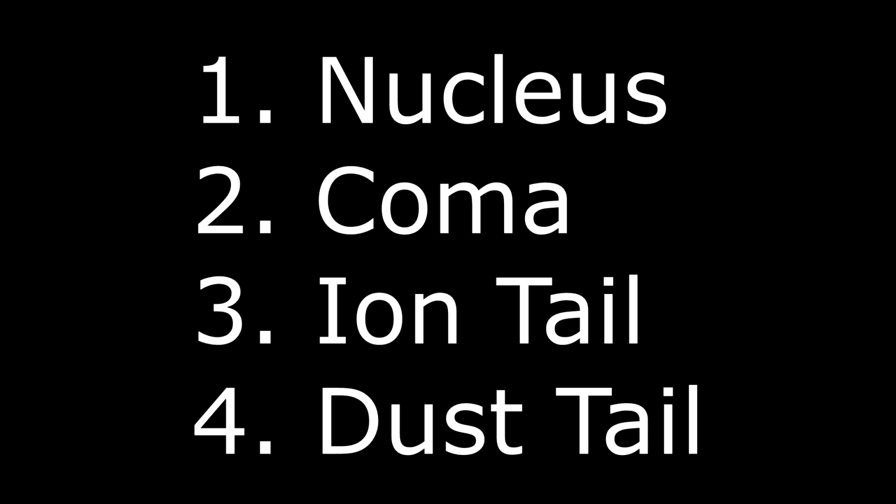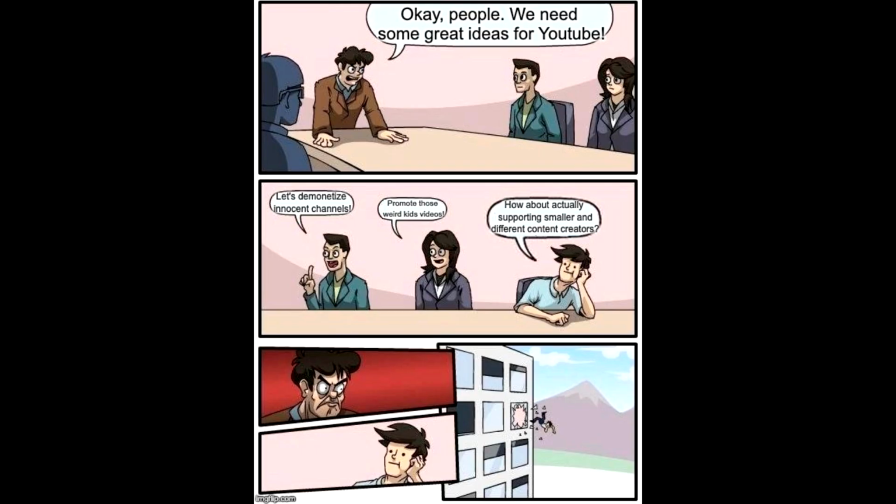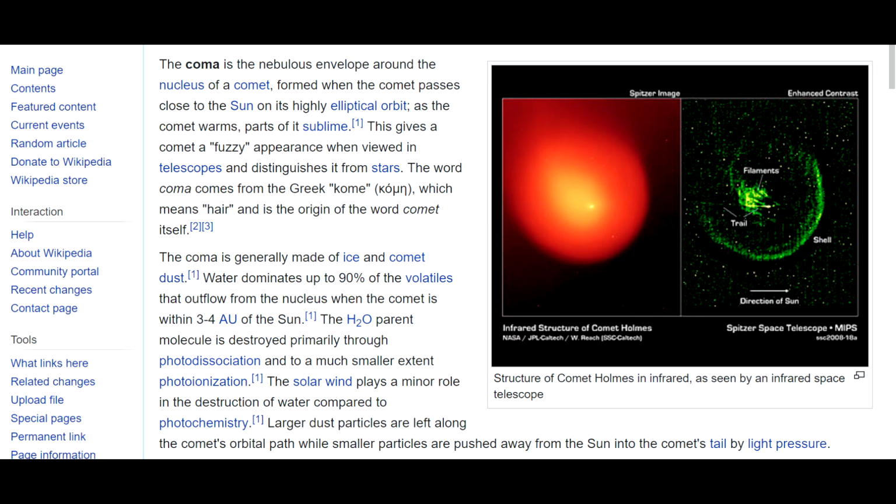A comet is made up of four basic parts. The nucleus is the main part of the comet. It's basically the chunk of rock, ice, and dust that flies around in space. When the comet approaches the sun, the immense heat from our favorite star melts those particles, which forms the coma.